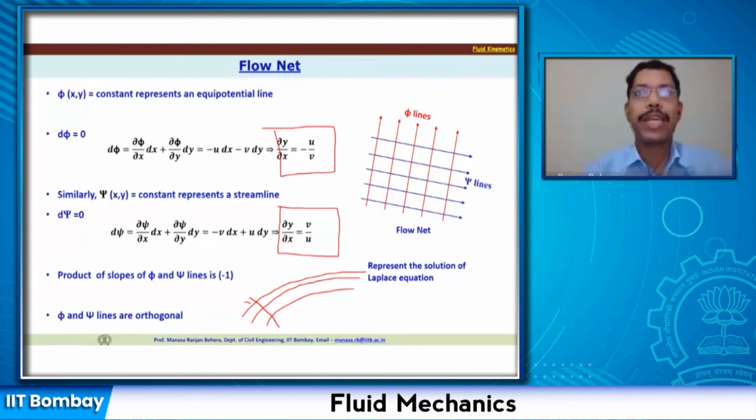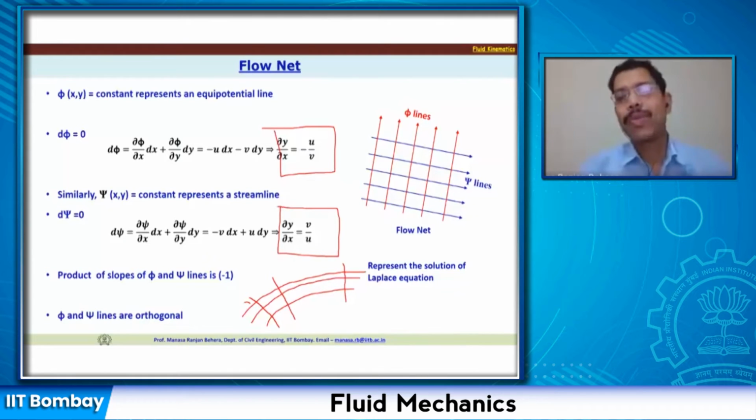This is my phi line. Then if I draw here, this could be my phi line. If I draw here, this could be my phi line. So always phi lines are perpendicular to the psi lines at the intersection. When they intersect each other, they have to be perpendicular. Okay, that's the property we have already seen.